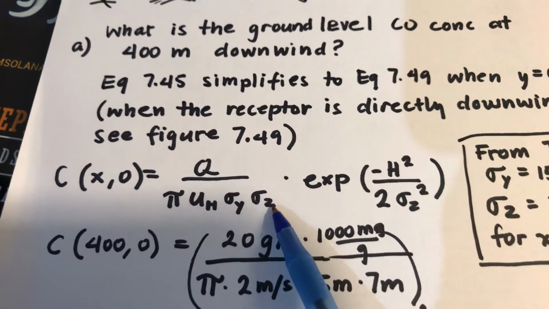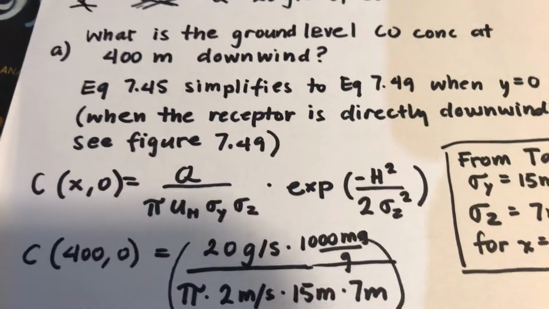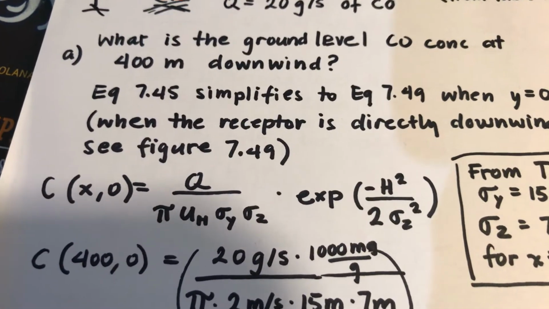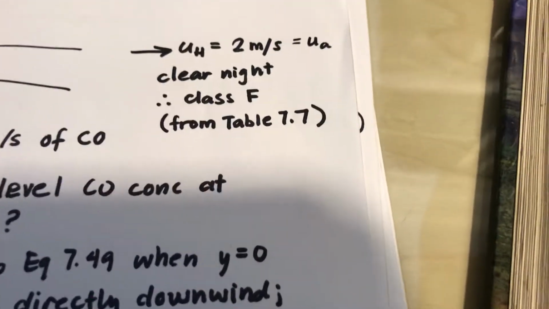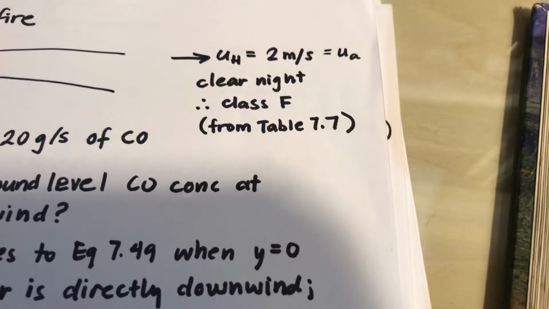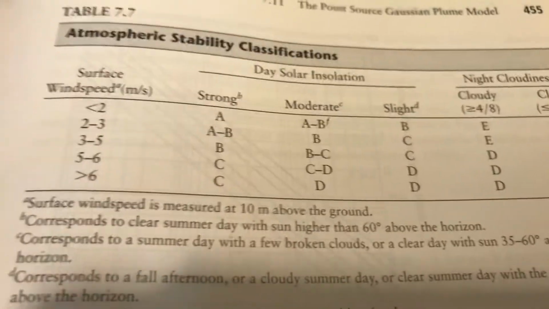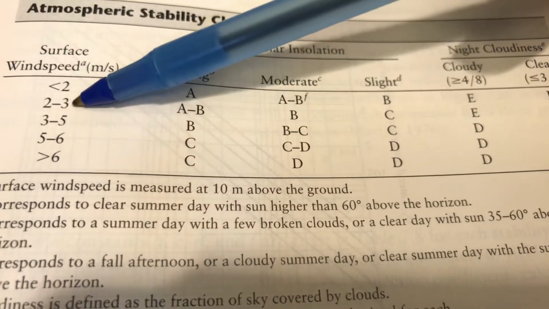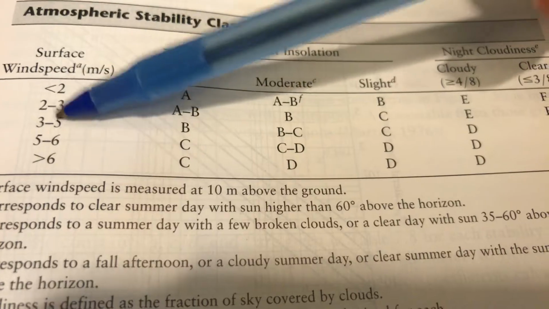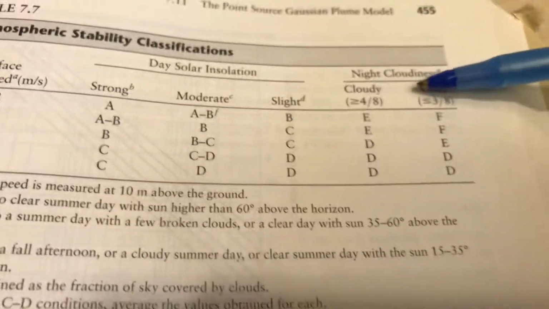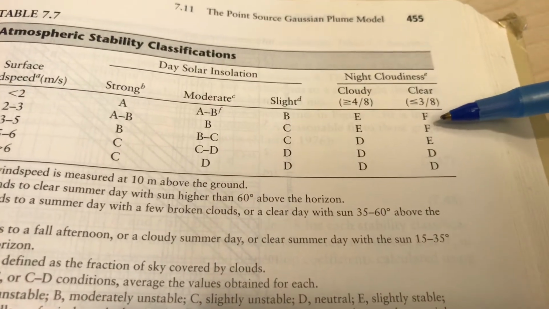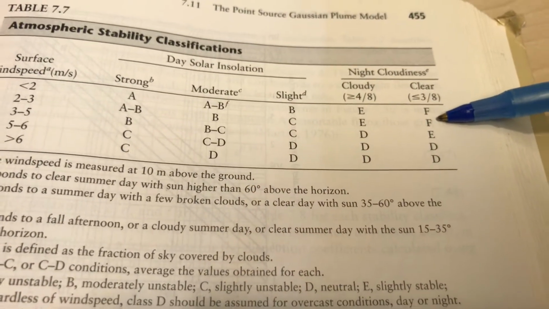Okay, so we need some constants for our sigma y and sigma z. And we're going to need to know the stability of our atmosphere in order to get those constants. Okay, so for a clear night, and the wind velocity is 2 meters per second at ground level, we need to go over to table 7.7, and we see here for a wind speed of 2, that's going to be this second row here, and we're going to go over to night cloudiness, and the problem said it's a clear night, so we're going to be stability class F.